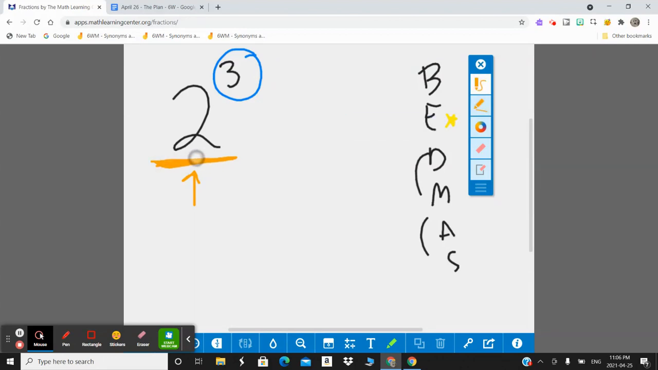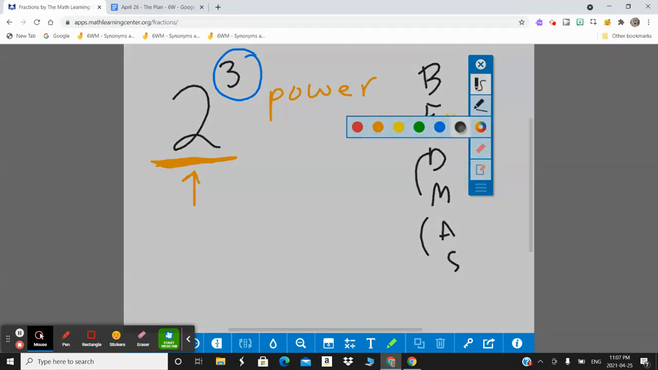Okay, so I have a base number of 2 and a 3 as my exponent. It's also called a power. So we would read this number as 2 to the power of 3, or 2 raised to the third power, 2 raised to a power of 3. That sounds super fancy and complicated. Here is the easy way.